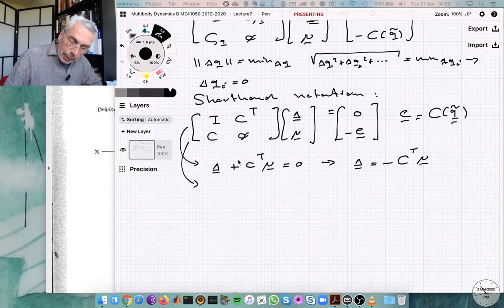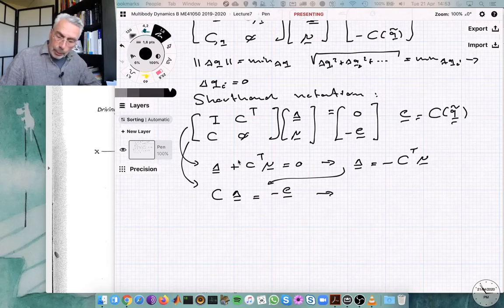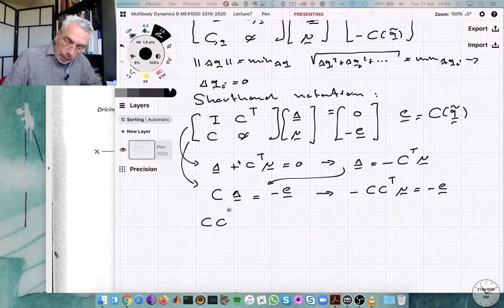I can write C times this delta vector equals minus E. And then I substitute my delta into the equation. And what do I get? I get that C times this delta, so I get minus C times C transpose times mu is minus E. Or in other words, I get the equation C times C transpose, so that is a matrix, times this vector mu is E.